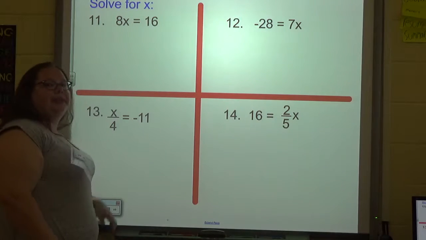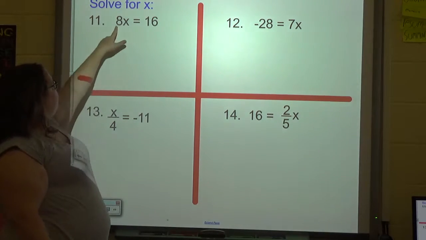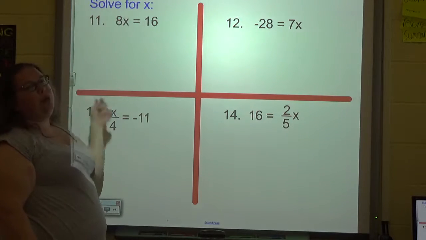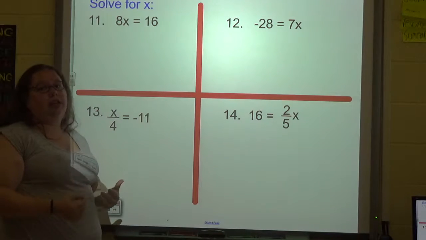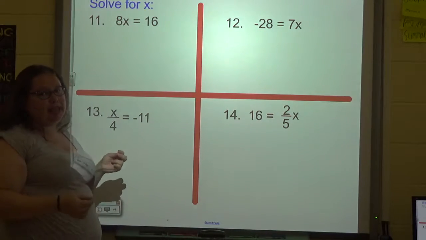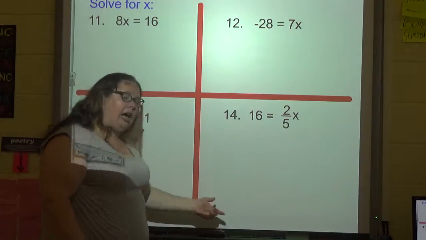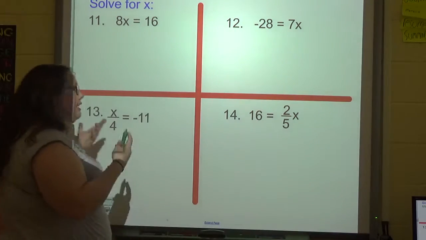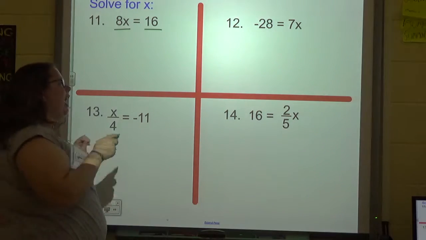Alright, number 11. 8x equals 16. So look at x, it has that 8 with it. So what does 8x mean? It means 8 times x. So these are multiplying. What's the inverse or opposite of multiplying? Dividing. So we're going to divide both sides by 8.